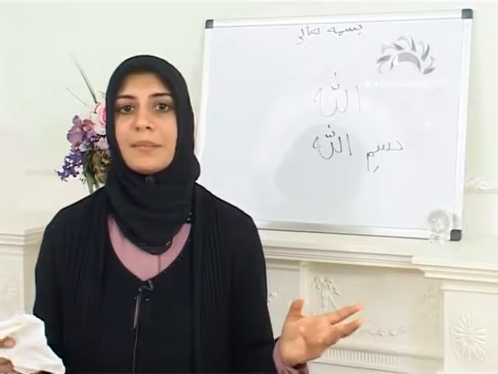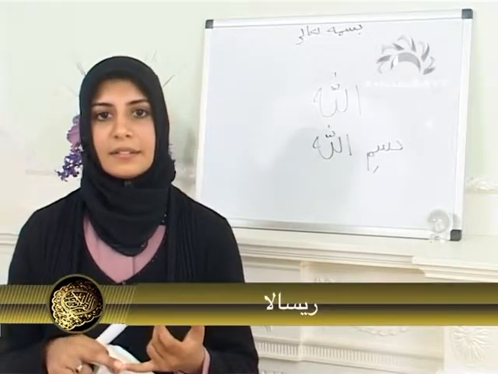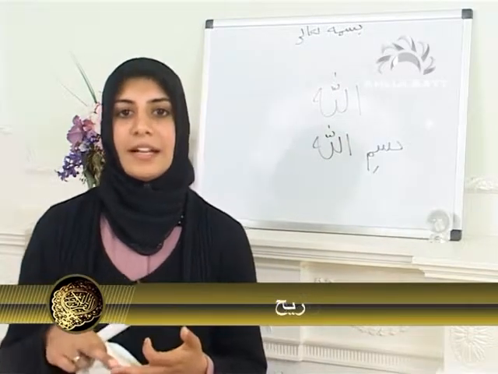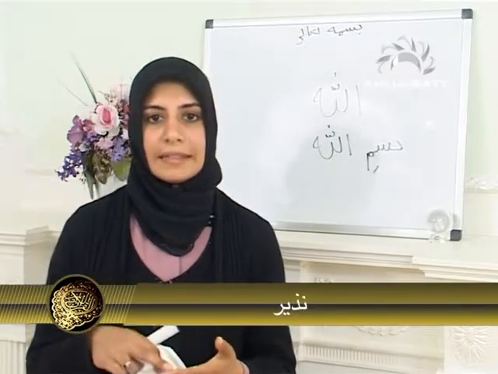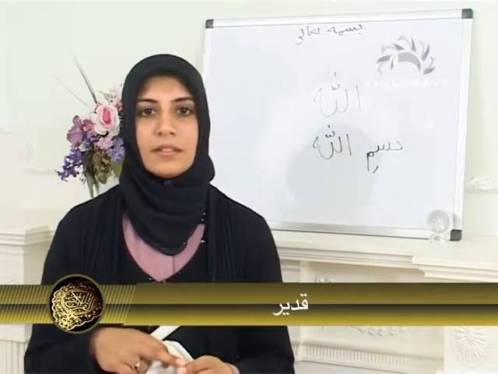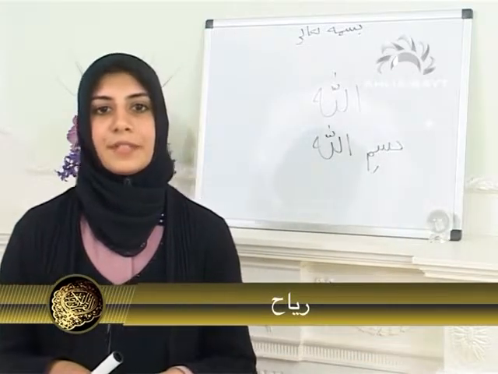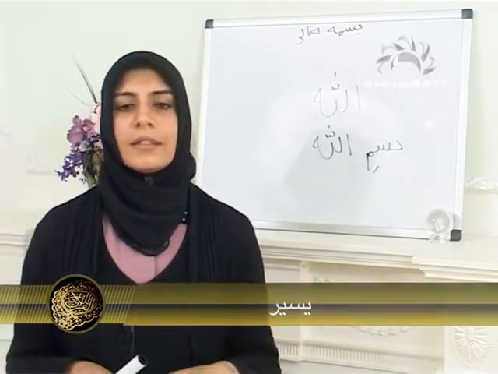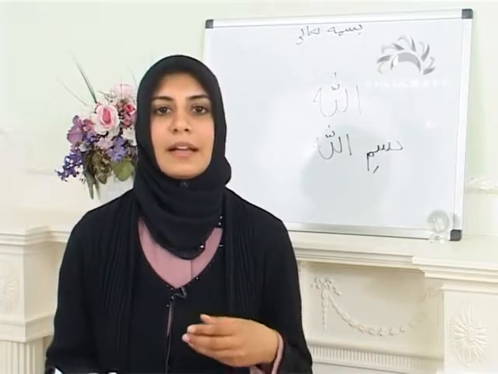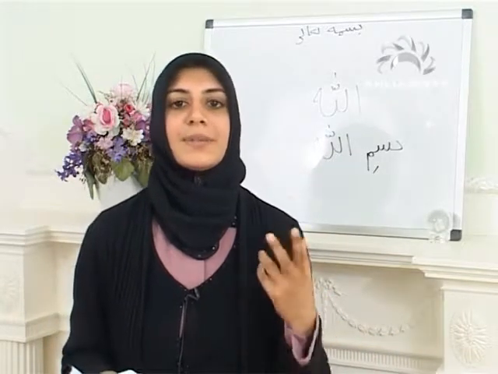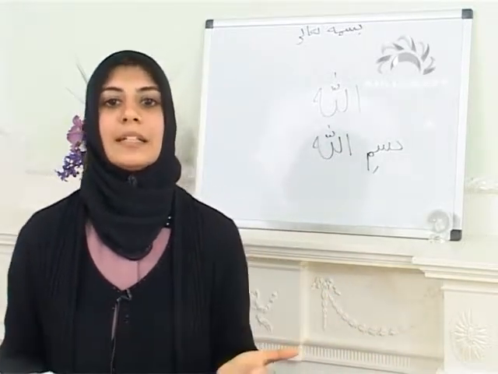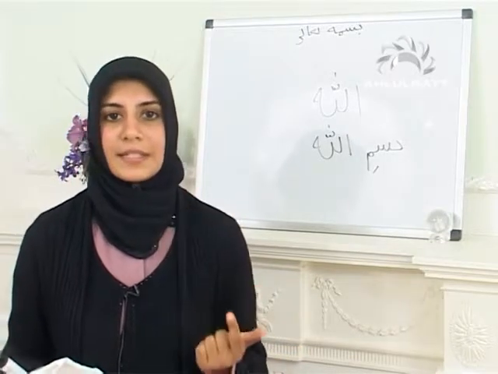Let's look at a few examples. We have risala, we have ridwan, we have rih, nadir, qadir, haqir, we have riyah, we have yasir. Lots of words with a light ra, pronounced with an empty mouth, flat tongue, and the tip of the tongue behind the front incisors.